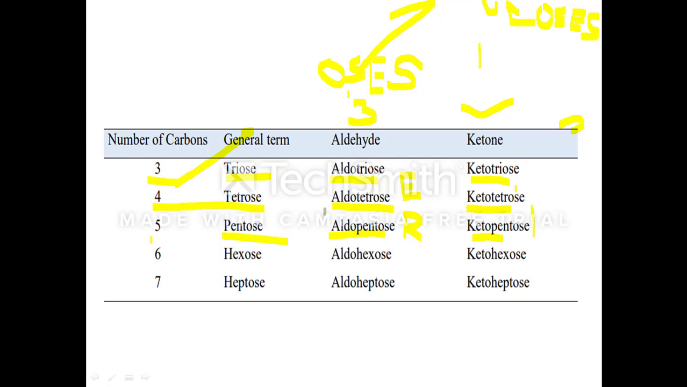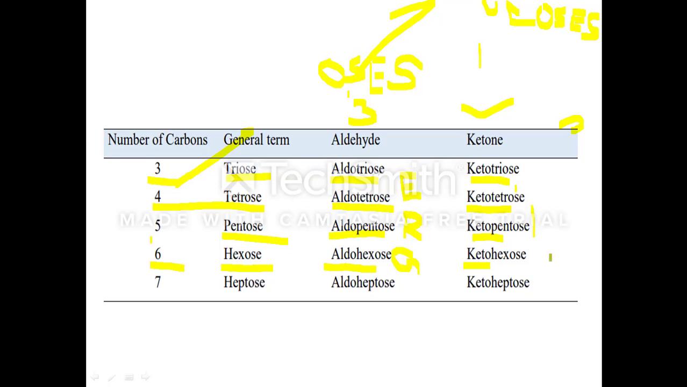Next, if the monosaccharide has 6 carbons in its skeleton, then it is called a hexose. If it has the aldehyde group, it is an aldohexose. If it has the keto group, then it is called a ketohexose. An example of an aldohexose is glucose. Glucose has the aldehyde group and 6 carbons in its skeleton.